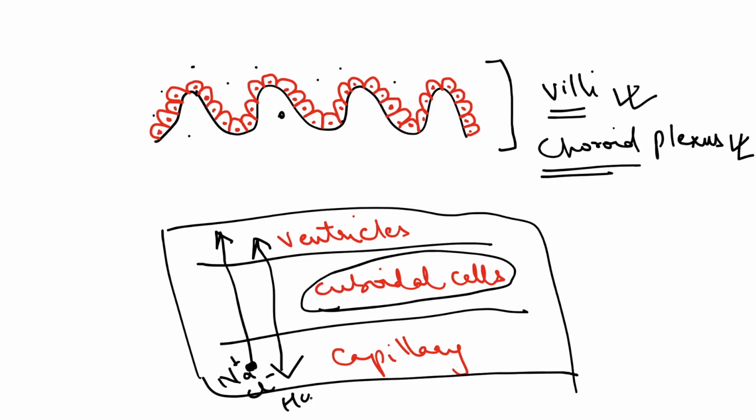Sodium, chloride, and bicarb ions. This ionic flow from the capillary into the ventricles creates an osmotic gradient which draws water molecules from the capillary plasma into the ventricles. So the CSF is mostly water with sodium, chloride, and bicarb ions, and some small amounts of other components like amino acids, proteins, and glucose thrown into the mixture.